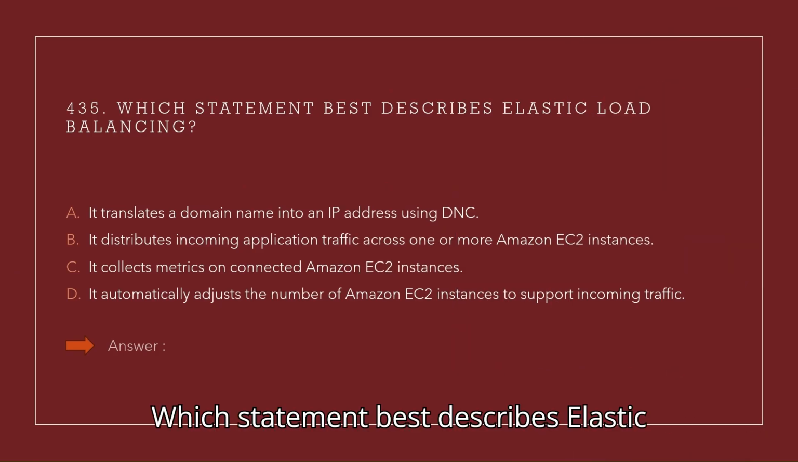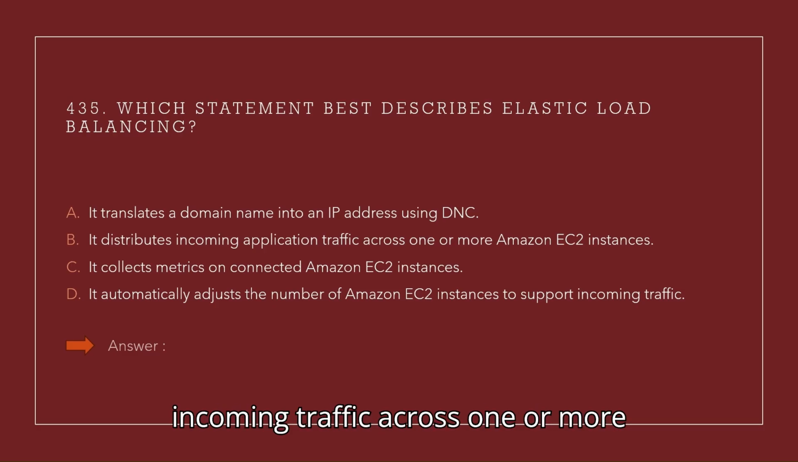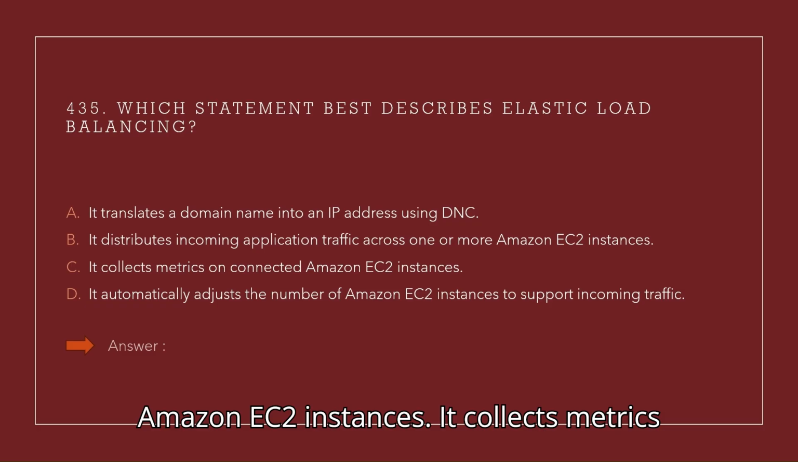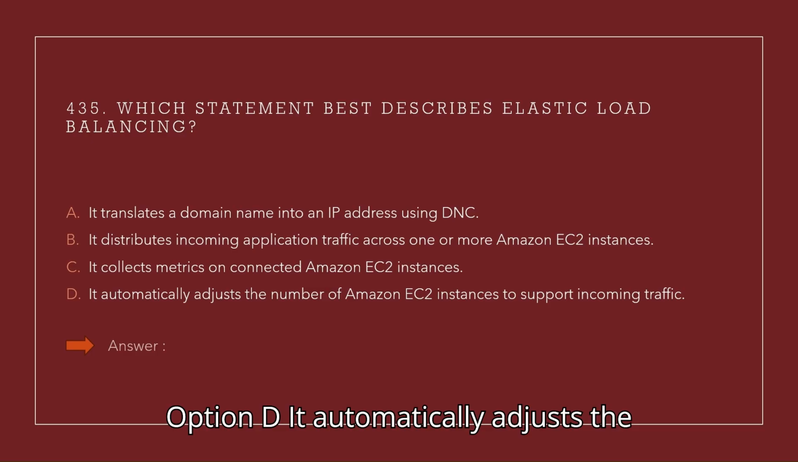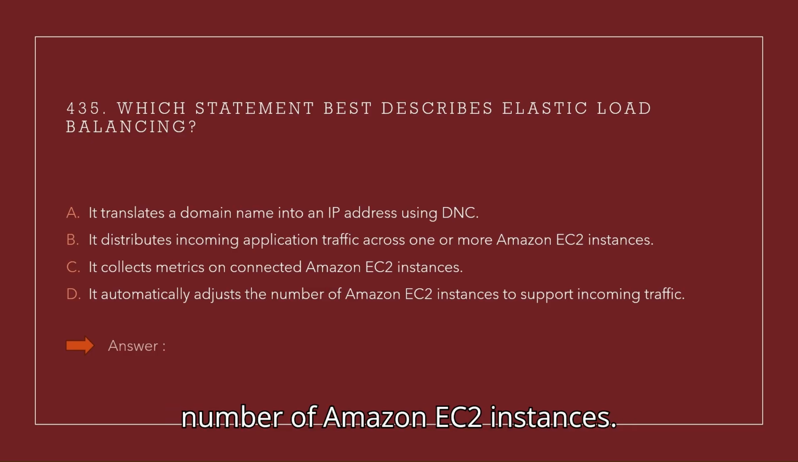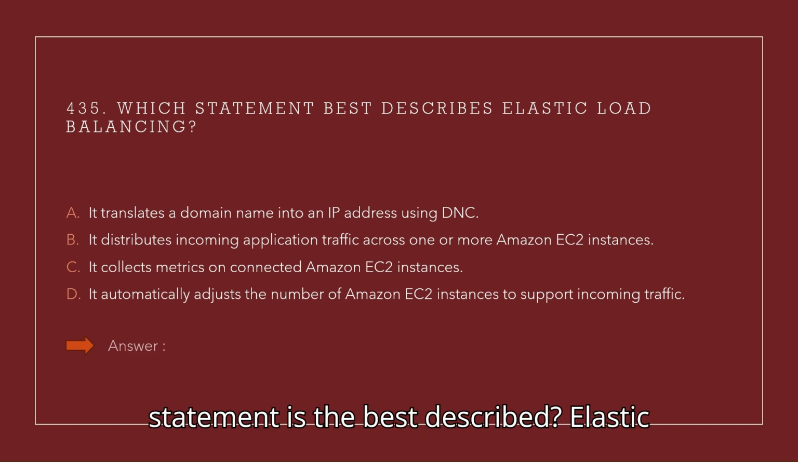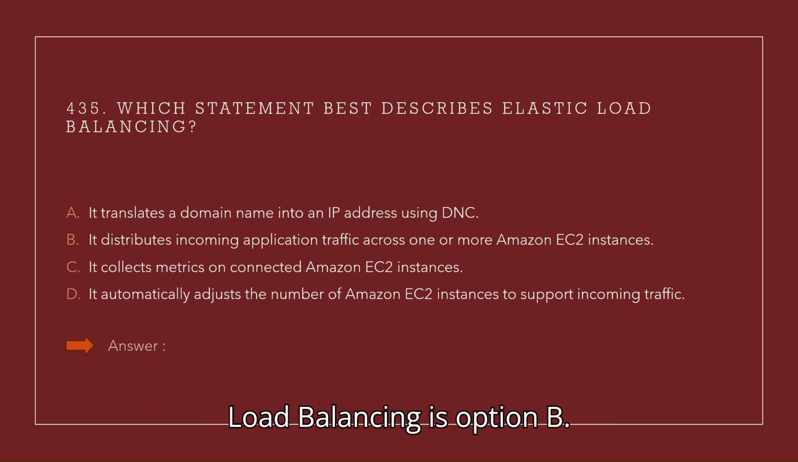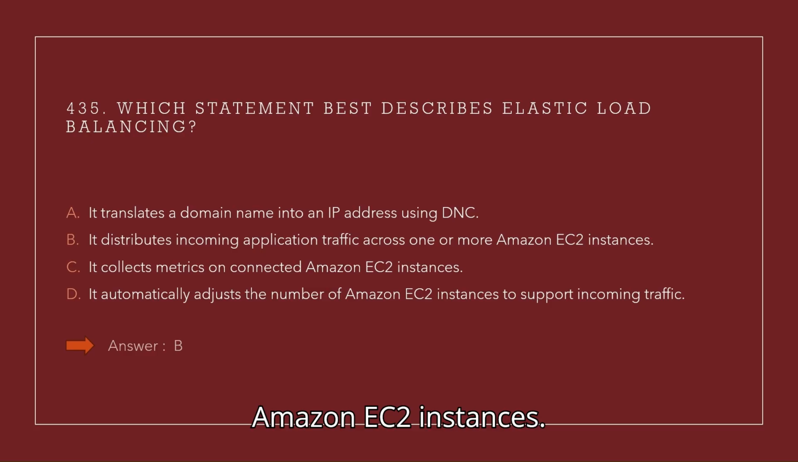Which statement best describes Elastic Load Balancing? It translates a domain name into an IP address using DNS. It distributes incoming traffic across one or more Amazon EC2 instances. It collects metrics on connected Amazon EC2 instances. Or option D, it automatically adjusts the number of Amazon EC2 instances to support incoming traffic. So, the statement that best describes Elastic Load Balancing is option B. It distributes incoming application traffic across one or more Amazon EC2 instances.